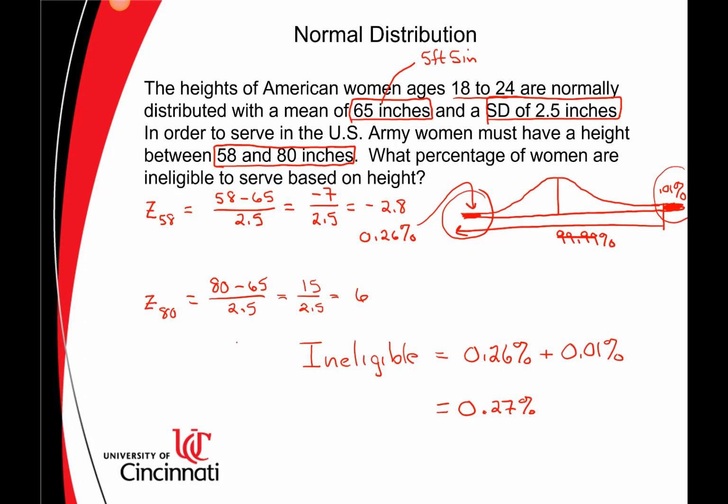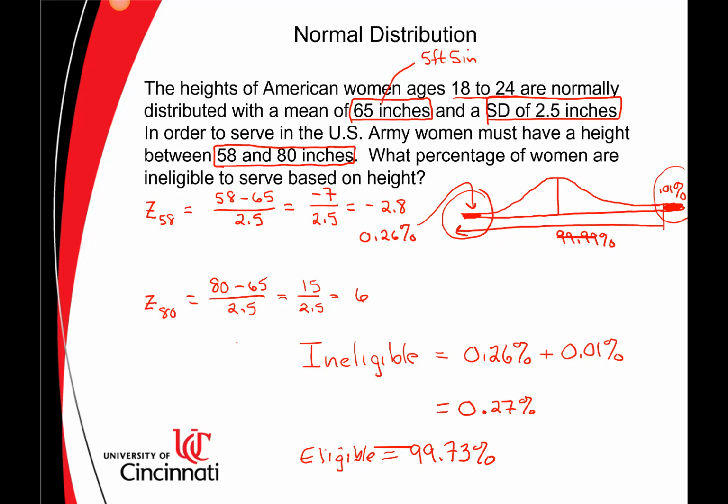Does that make sense? If 0.27% are ineligible, what percent of women, based on their height, are eligible? Well, we've got the 0.27%. Now we need to get the other side, don't we? And that's going to be the 99.73% who are eligible based on height. So that's basically anybody, isn't it?